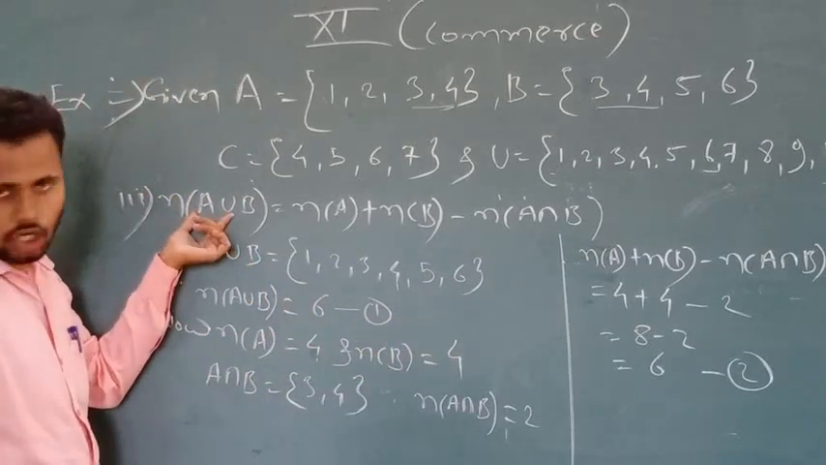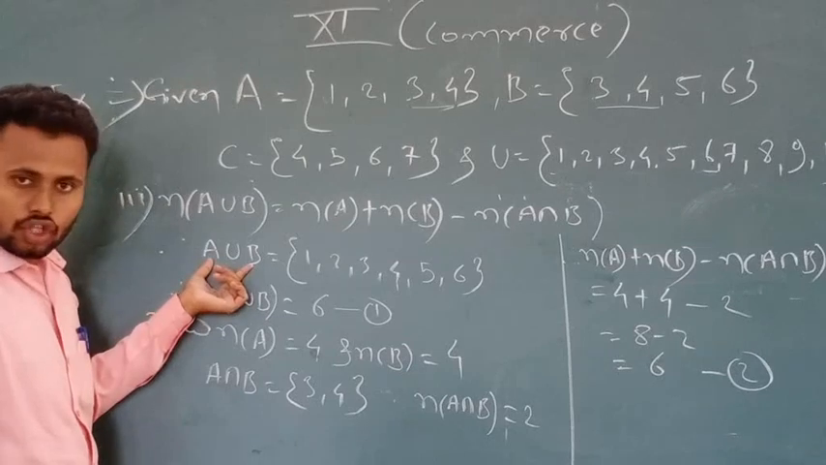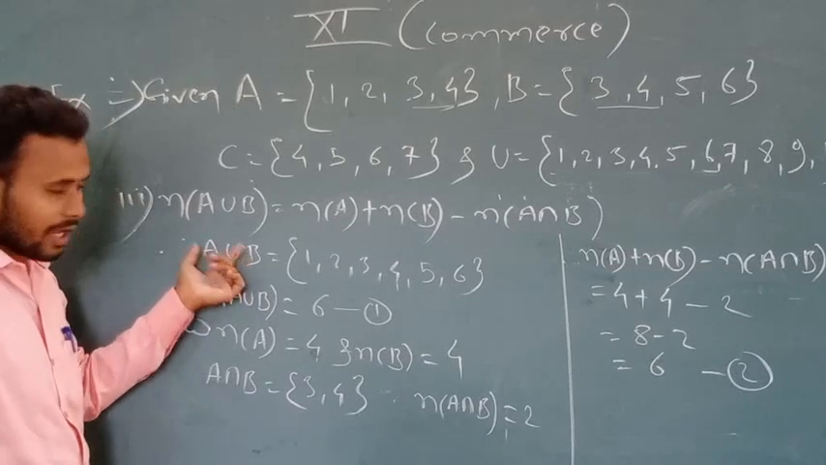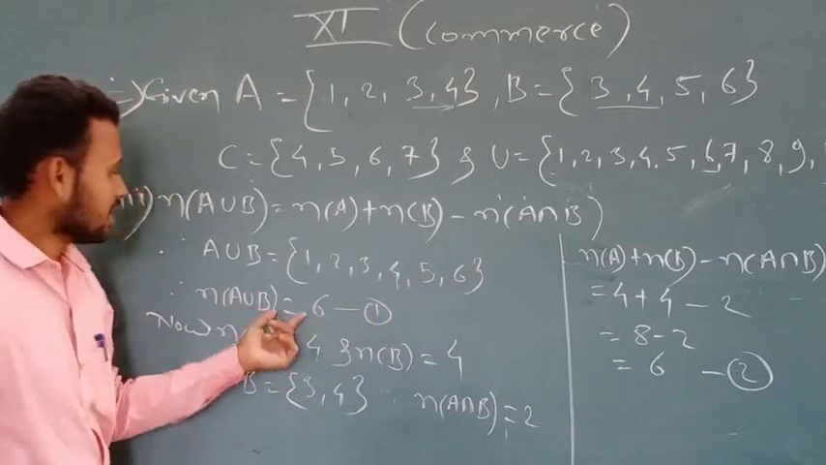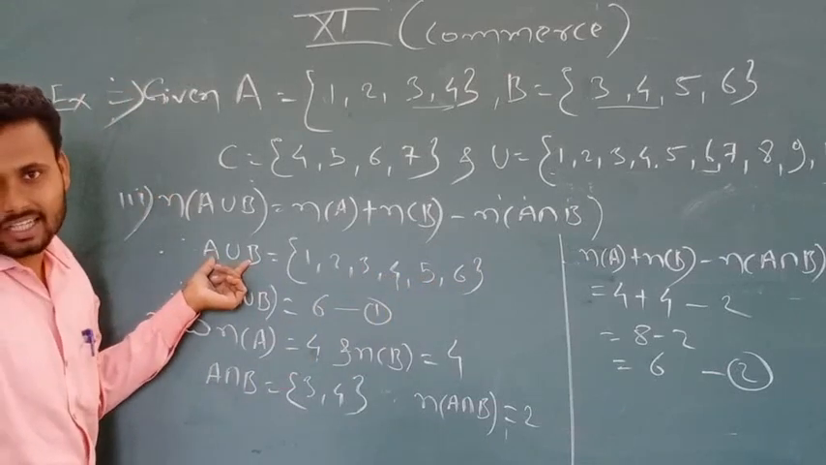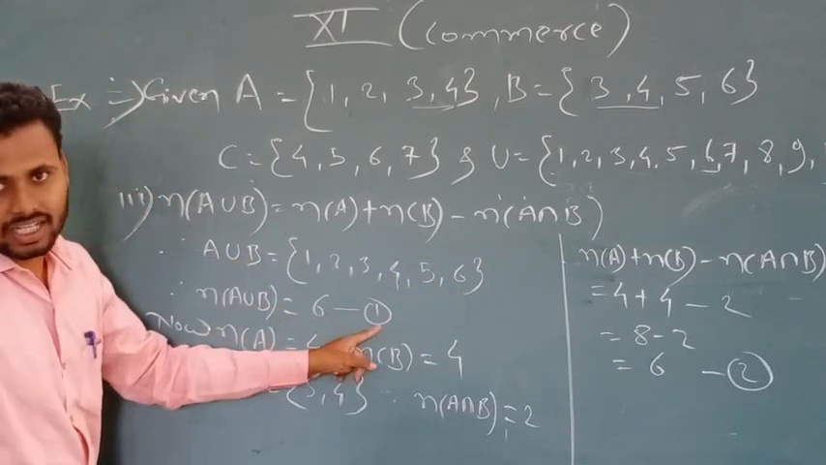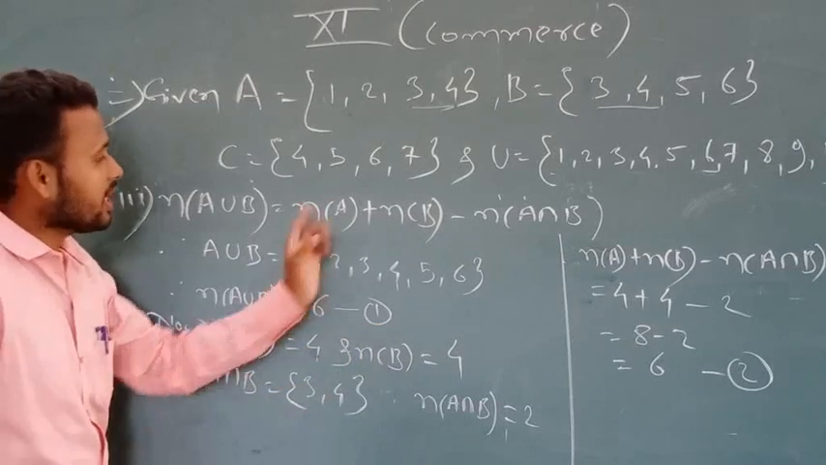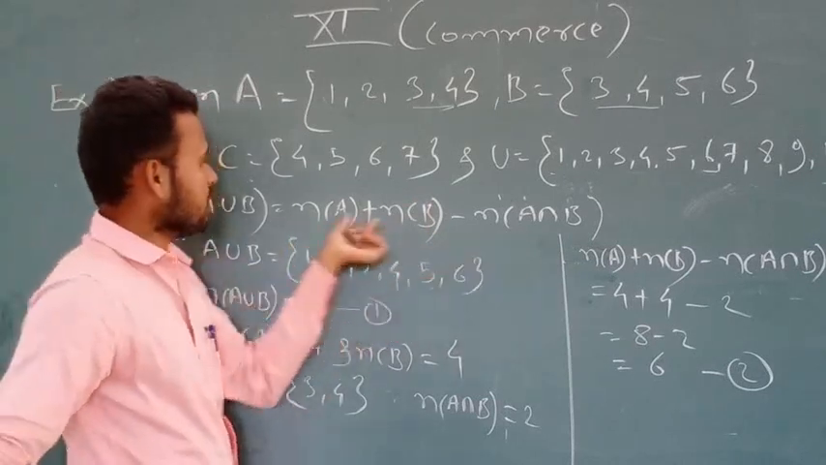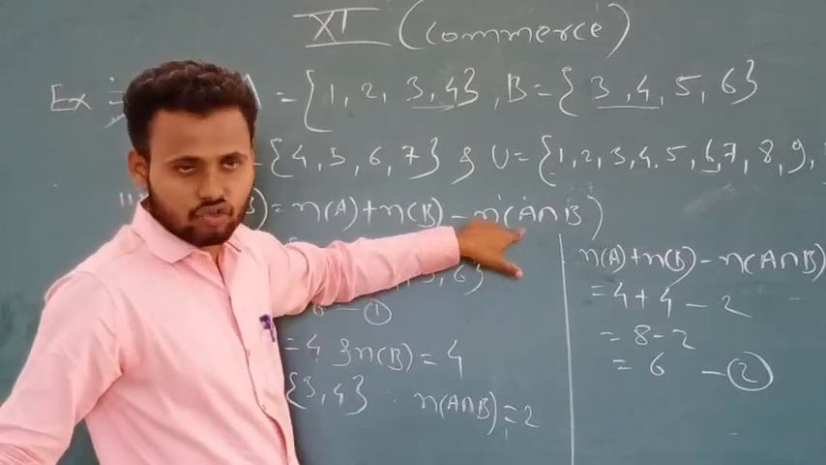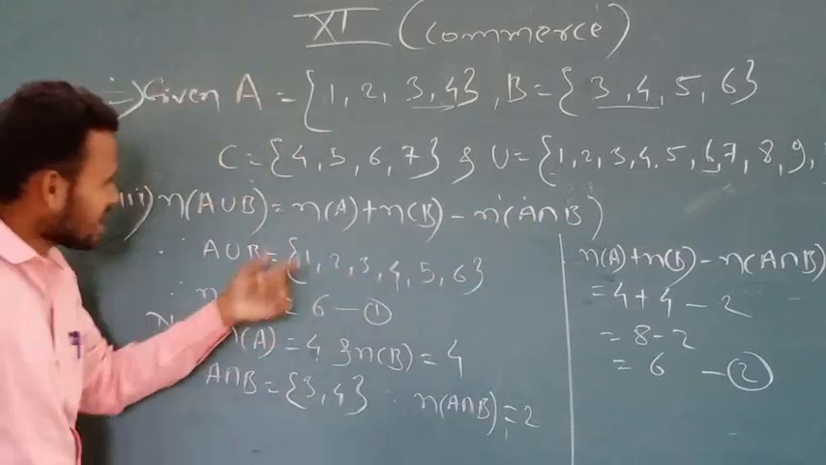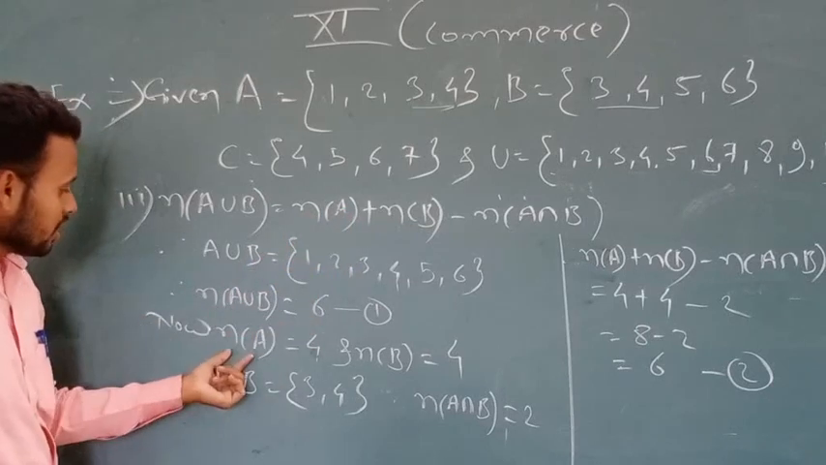Now n of A union with B, the number of elements of A union with B, is equal to 1, 2, 3, 4, 5, 6. That is the cardinality of the set A union with B, which is 6. We take this as equation 1. Now, for the next equation, first we find n of A, then n of B, then n of A intersection with B, and then take this equation.